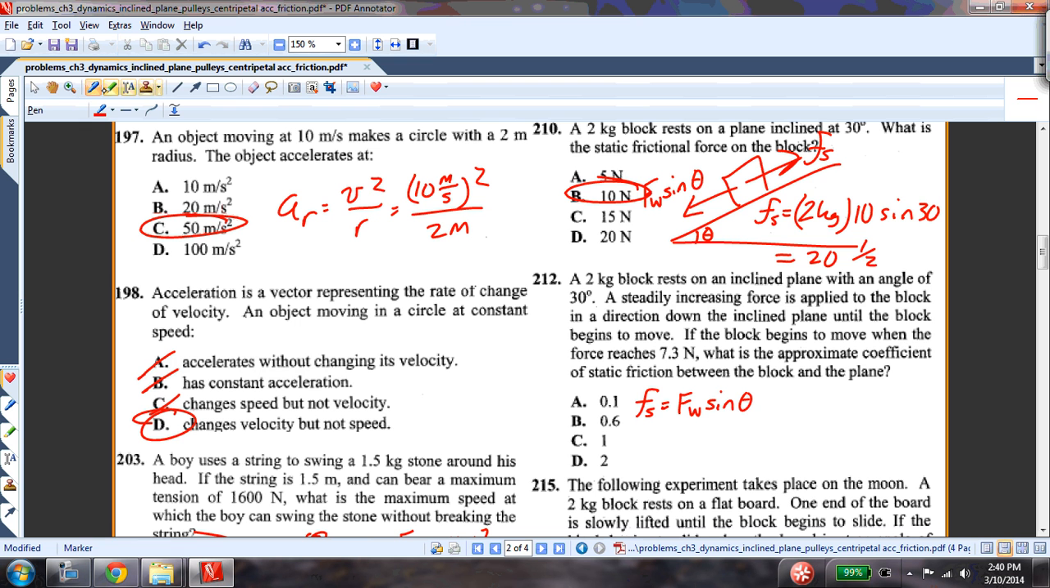Actually, no, let me redraw this because it's a little more complicated than that. We draw a diagram. To have this block, I have Fw sine theta. But then in addition to that, I have an additional force, F, because I'm pushing down on it. And this force, F, is equal to 7.3 newtons. Okay? And then I have Fs, which is up here. Now, I also need to know the normal force. If you go back to how we did inclined planes before, normal force is equal to Fw cosine of theta.